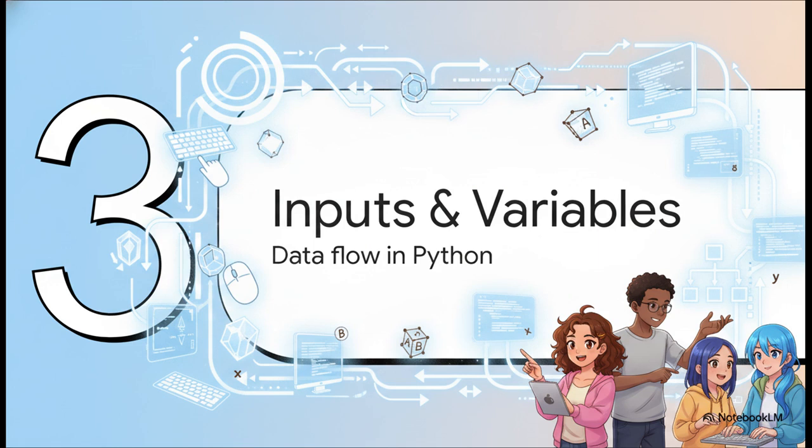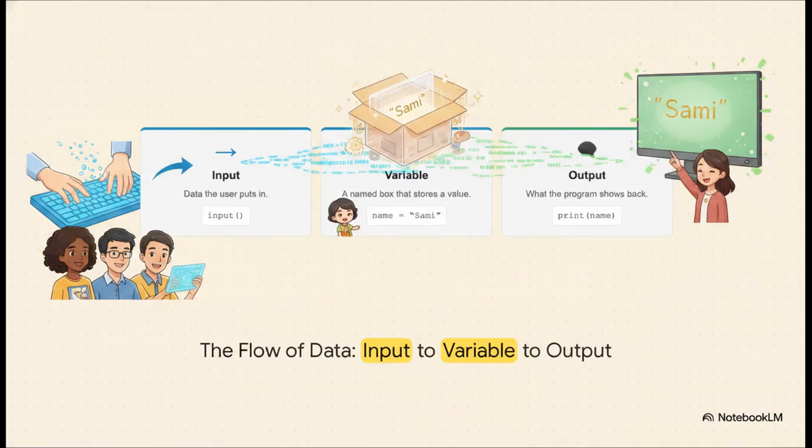Section 3, inputs, outputs, and variables. Let's look at data flow in Python. So how does information actually move around in our programs? Let's map it out. First, we have the input. This is the data the user types in, which we grab using the input command.